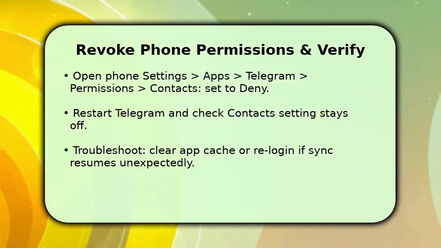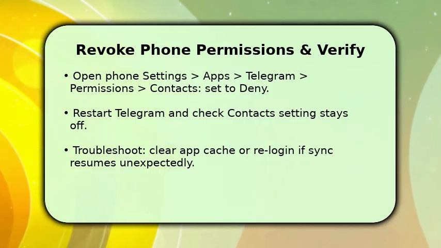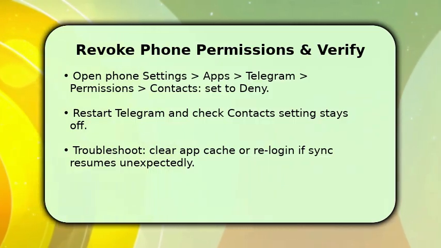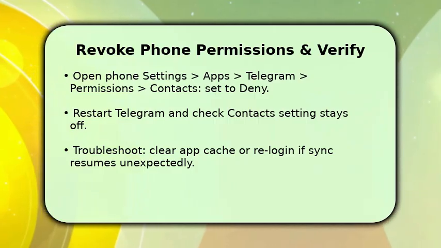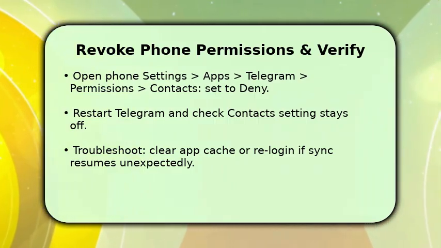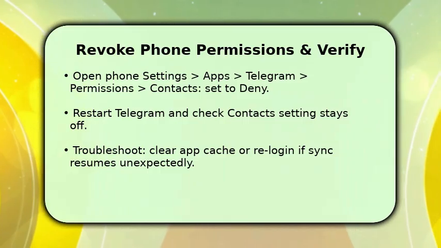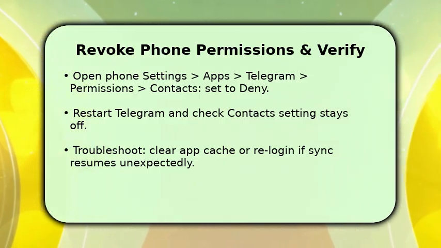If sync somehow resumes, clear Telegram's cache or sign out and sign back in. This forces settings to apply cleanly. If problems persist, ensure no other linked accounts have permission to re-import contacts, and retry the permission revoke.